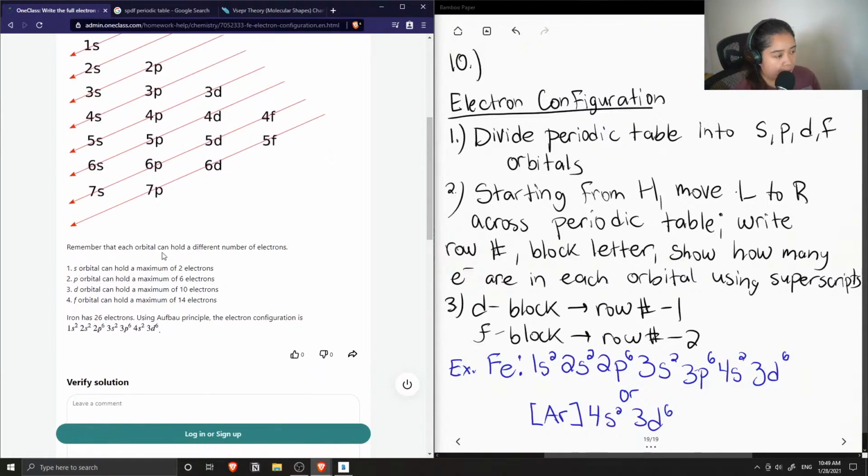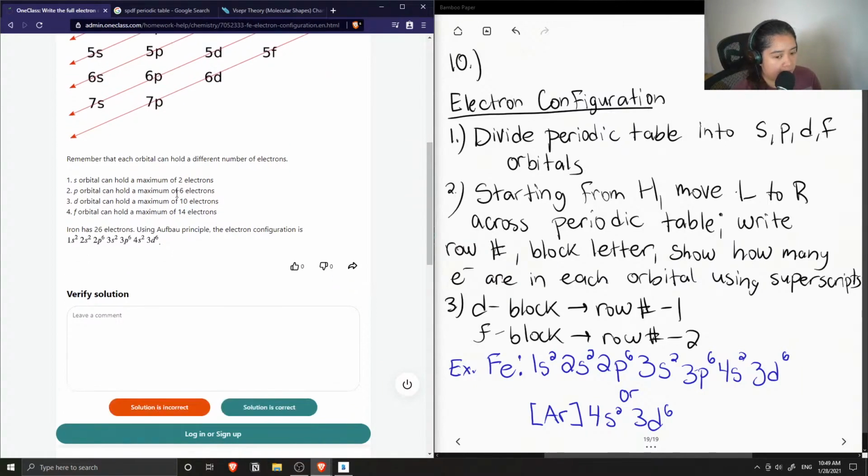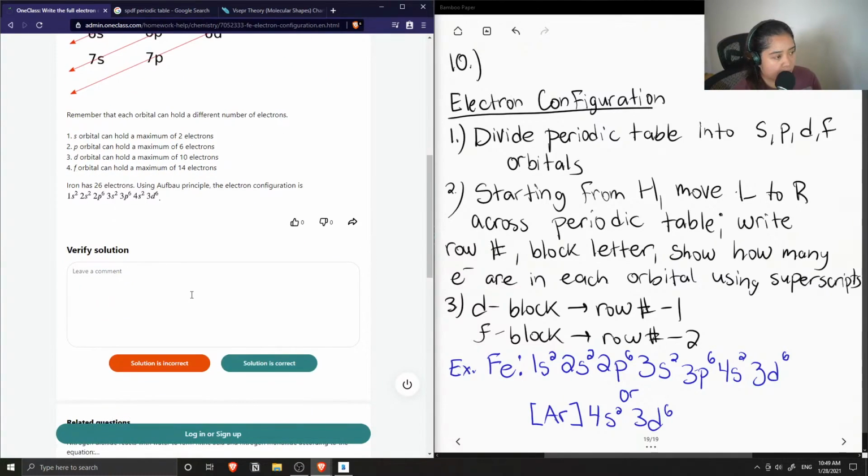Remember that each orbital can hold a different number of electrons. The s orbital can hold 2, p orbital can hold 6, the d orbital can hold 10, and the f orbital can hold 14. So since iron has 26 electrons, using the Aufbau principle, they wrote out their electron configuration. Yep. So this solution is correct.